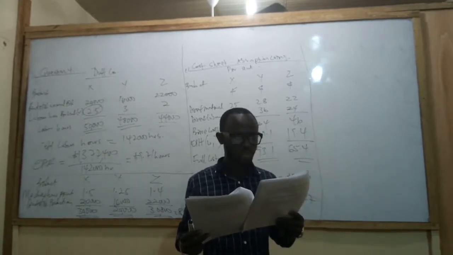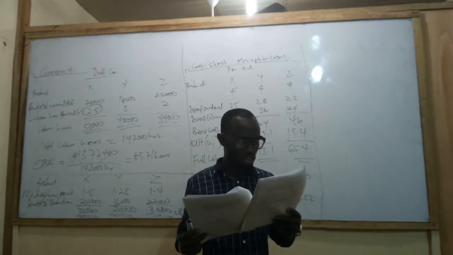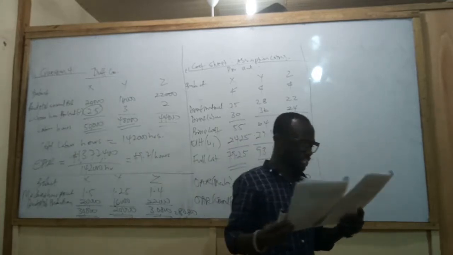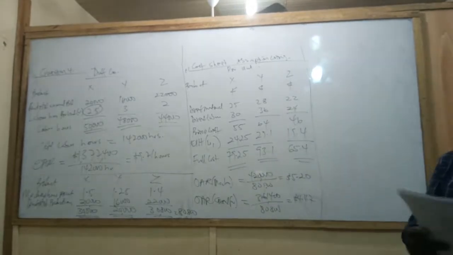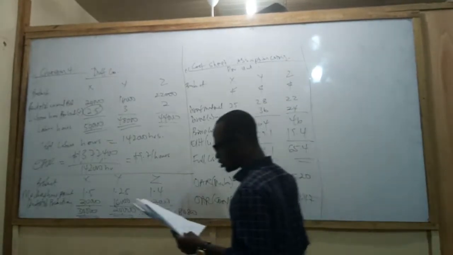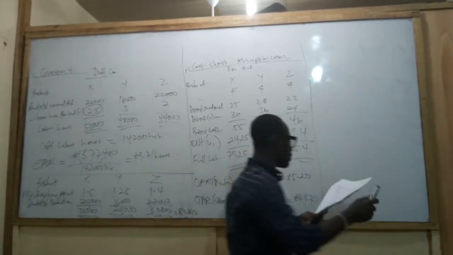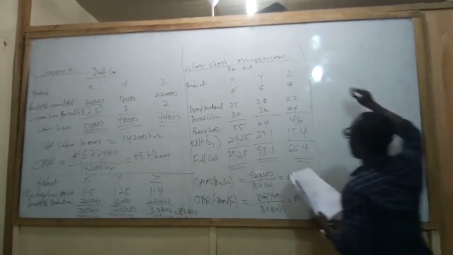What is the total setup? No, number of batches rather. What's the total batches for the three? We are not given total batches for the three, true or false? Because we are given batch size per unit. So we need to do workings for it.